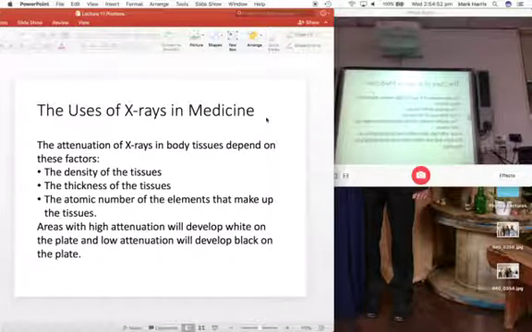Attenuation of body tissues depends on these factors. It's the density of the tissue: skin is not very dense, muscle is denser, bone is very dense. The thickness: through the end of my pinky, it's pretty thin, straight through there, it's quite thick. And the atomic number of the elements that make up the tissue. So if I had lead in me, for example, then it's got higher attenuating power.